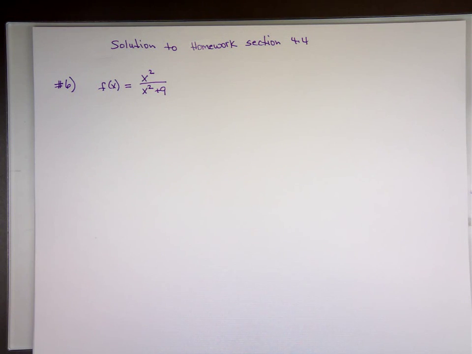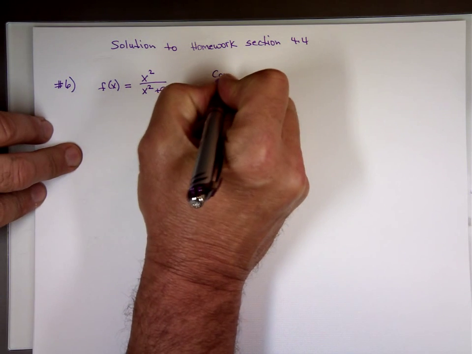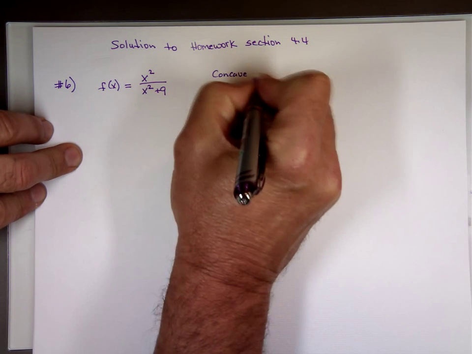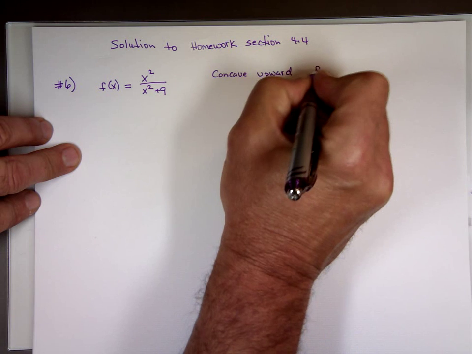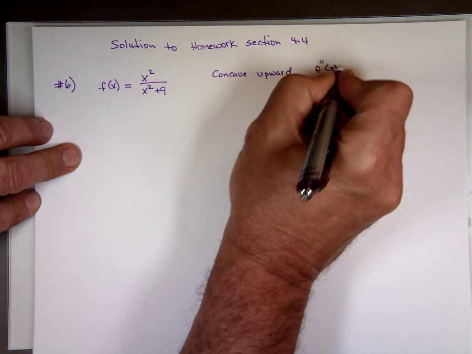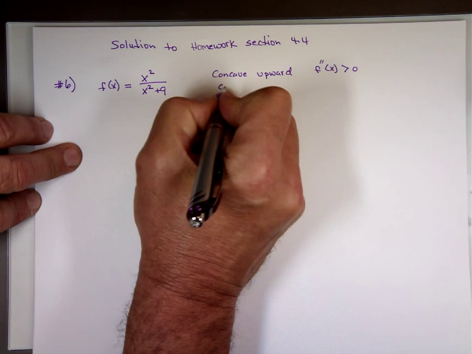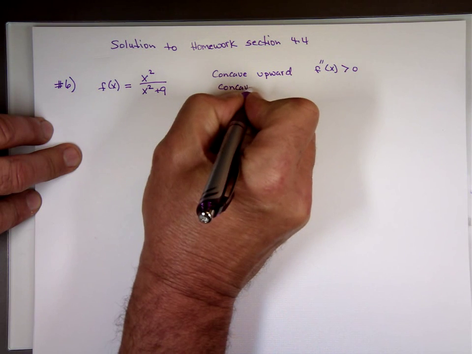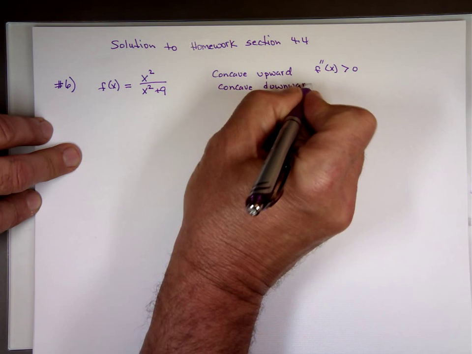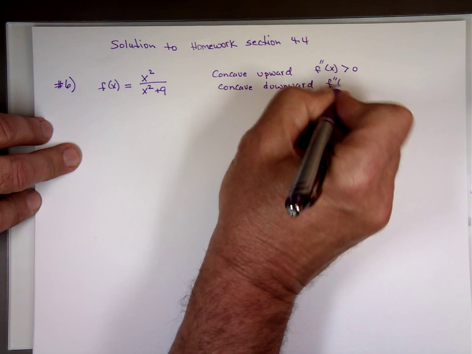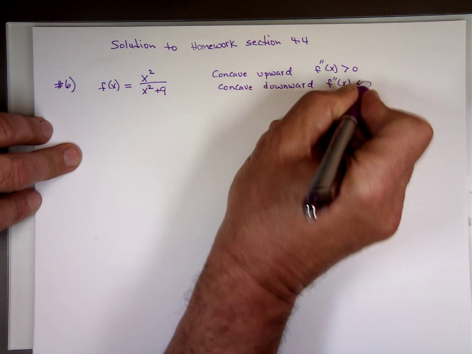Here we need to know where the function is concave upward and where the function is concave downward. Concave upward, that's when the second derivative is greater than 0. Concave downward, when the second derivative is less than 0.